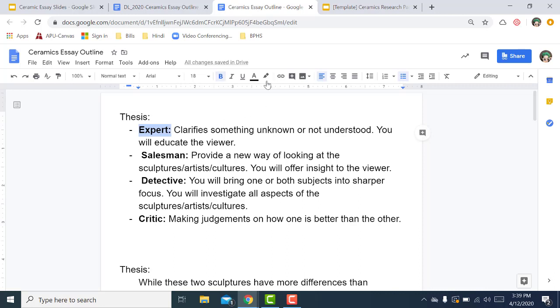So this first one, expert. In the thesis, you are the expert. You have been researching, you have been reading about them, about their artwork, their style, the sculptures. You know something that we don't know. So in your thesis, you're going to state something. You're going to tell us something that is unknown or not understood. Basically, your thesis is going to educate the reader, the viewer. That's what the expert does.